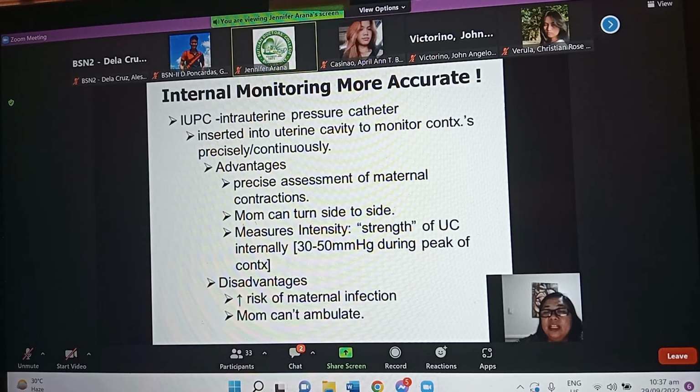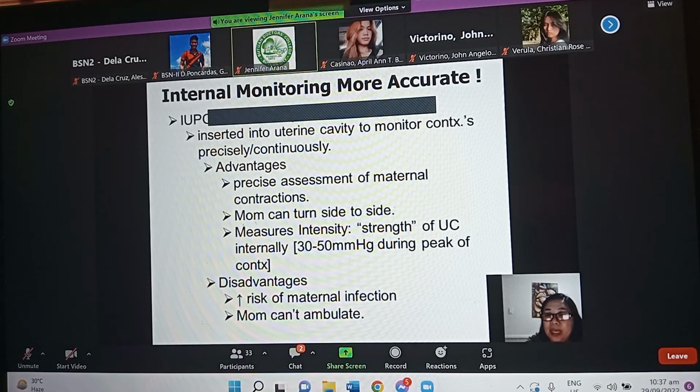What are the advantages of the intrauterine pressure catheter? It provides a precise assessment of maternal contractions. The mother can turn side to side, so the mother can freely move. And it measures the intensity or the strength of the uterine contraction internally, which usually reaches around 30 to 50 millimeters of mercury during the peak of contraction.